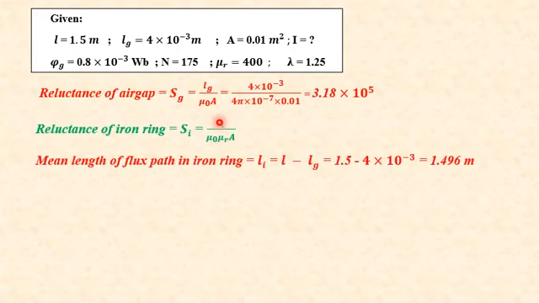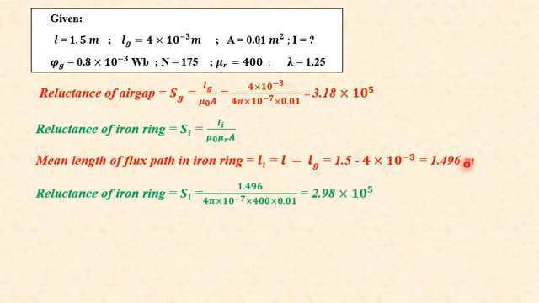That can be obtained as Li equal to L minus Lg, because the mean length of the ring will also include the air gap. So we will get Li as 1.496 meter. Substituting for Li, the reluctance of the iron ring can be obtained as 2.98 into 10 raised to 5.